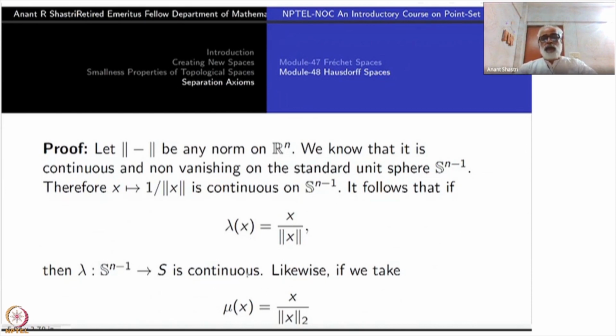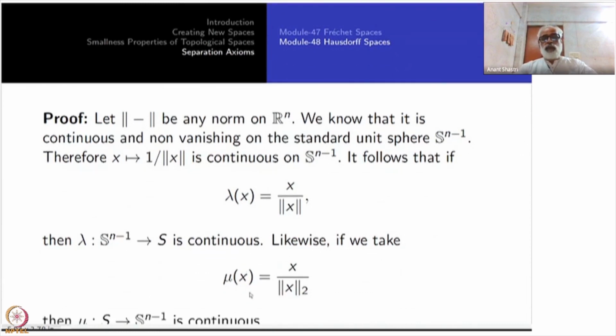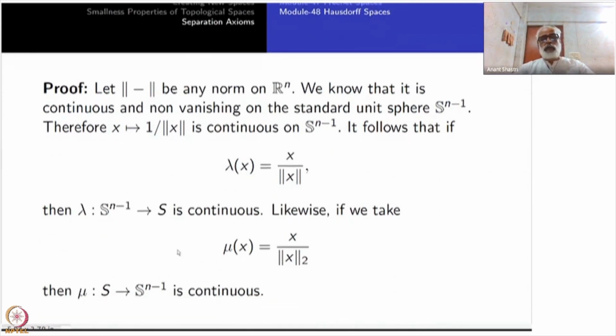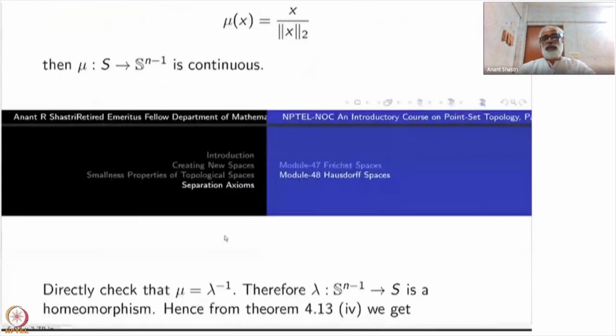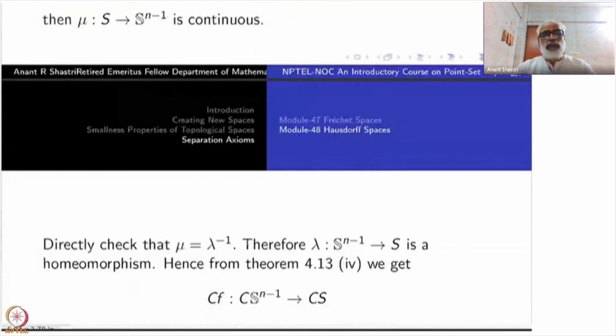Likewise, if we take mu of x equal to x by L2 norm now, the roles of domain and codomain will be reversed, and then mu will be continuous from S to Sn minus 1. What is easy to verify is that lambda and mu are inverses of each other. Therefore, each of them is a homeomorphism, one being the inverse of the other.